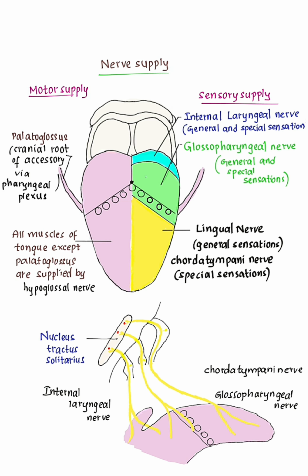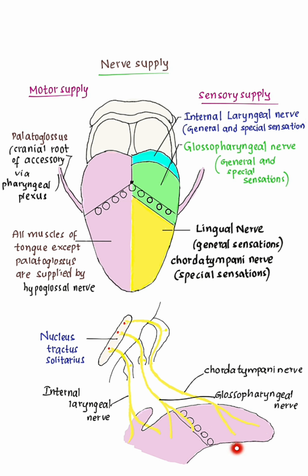Sensory supply of tongue. Anterior two-third of tongue. General sensations are carried by lingual nerve. Special sensations are carried by chorda tympani nerve. Posterior one-third of tongue. Both the general and special sensations are carried by glossopharyngeal nerve. Posterior most part of tongue. Both the general and special sensations are carried by internal laryngeal nerve.